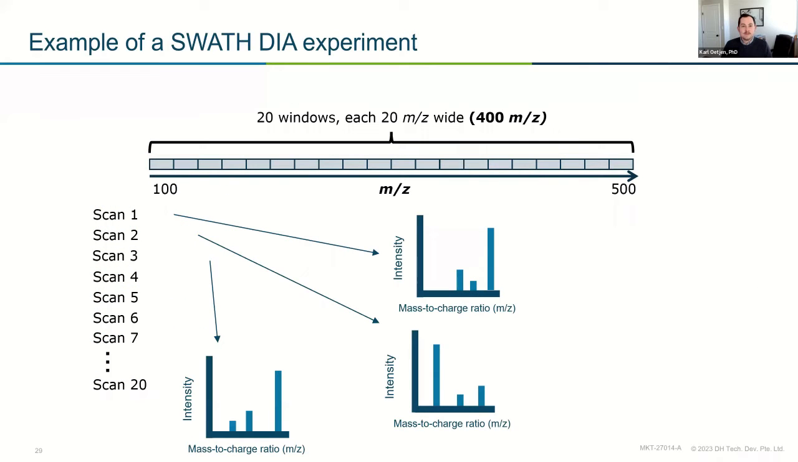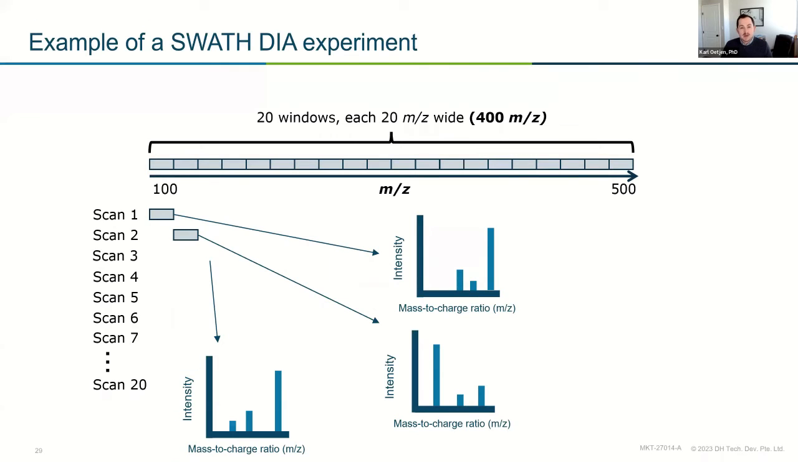So we have our mass range here. We've got a mass range from 100 to 500 Daltons, or m/z, I should say. So what we're going to do with SWATH is say anything within my first window, in this case from 100 to 120 m/z, I'm going to allow to pass through my Q1, be fragmented in my Q2, and then make its way to my TOF analyzer.